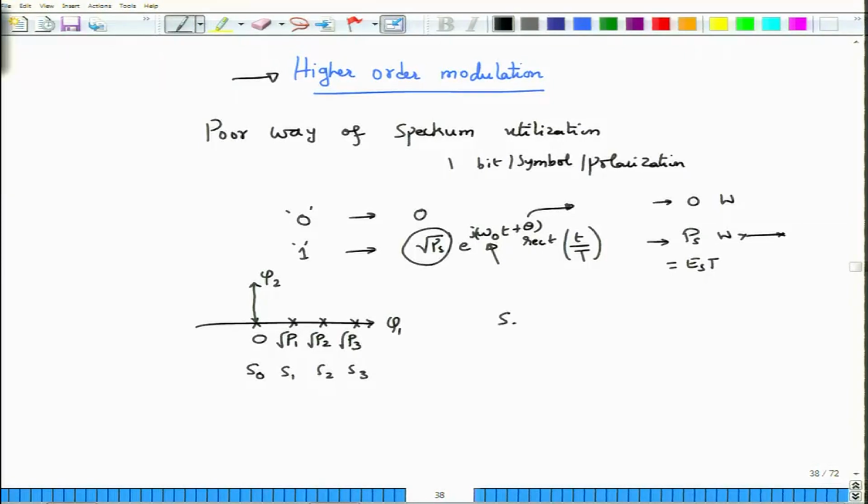So the ith signal here can be written as square root of Pi, with P0 being equal to 0, this is my definition, times phi 1 of t. So I have a one dimensional signal set here. All these signals Si of t, which are square root of Pi phi 1 of t, where phi 1 is the basis for these functions, and S0, S1, S2 and S3 are all those signals. So this essentially means that these are the constellation points.